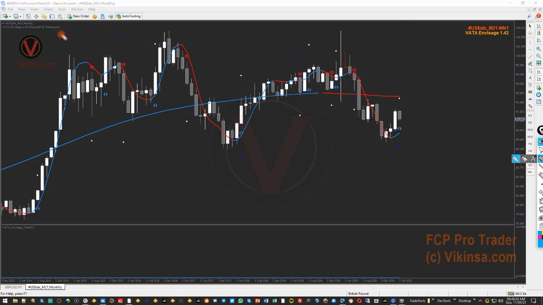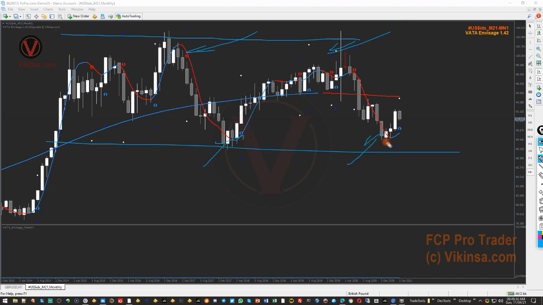The channel that we have is like this. This is the double top, and this is the lower end of the channel. So this is a better way of looking at the channel. Right now that will be the mid of the channel, and that's where the market is expected to go. So that's what we have right now.